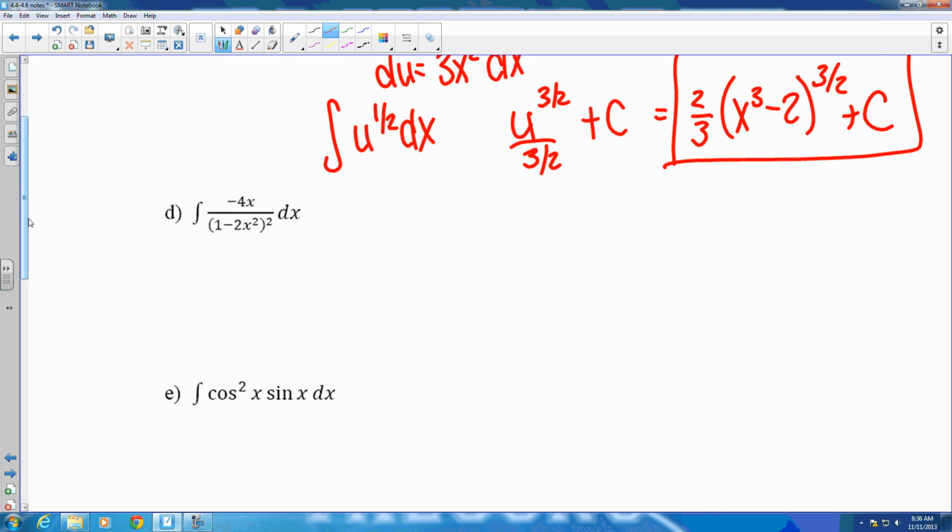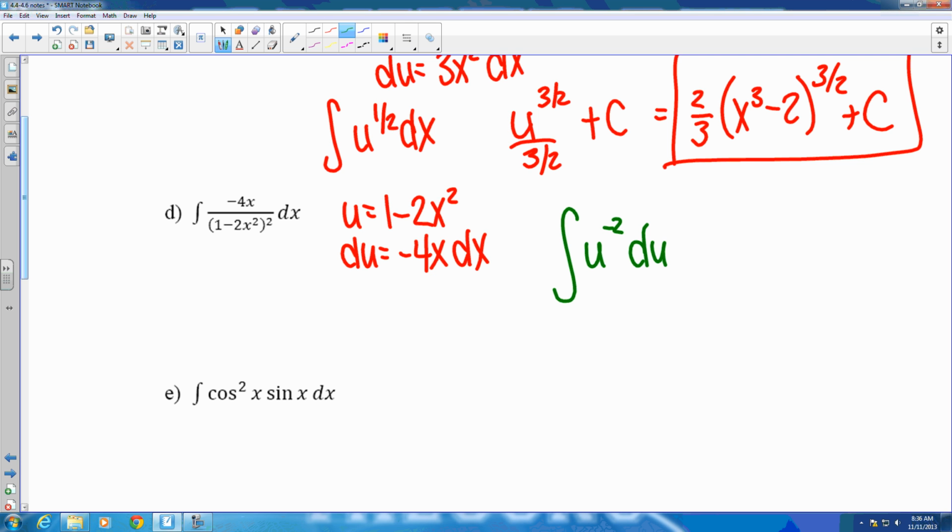Letter D, our u is the function being raised to the second power, 1 minus 2x squared. du is negative 4x dx, and we match. So our integral of u to the negative second, du, since it was on the bottom. Integral of that is u to the negative 1 over negative 1 plus c. Plug the u back in. Negative 1 over 1 minus 2x squared plus c.